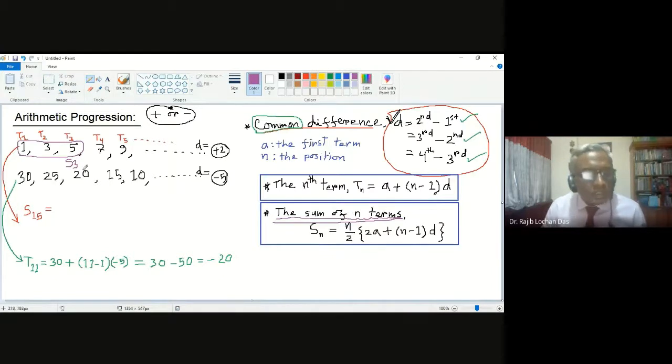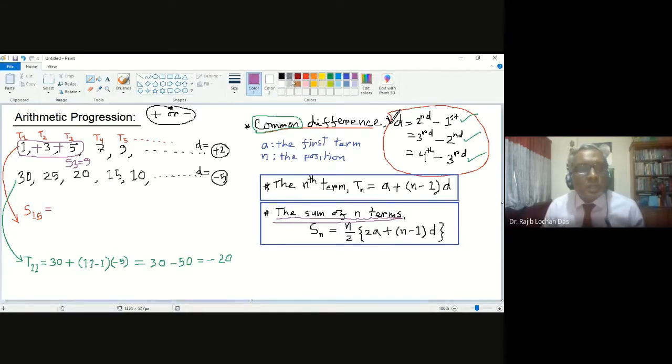So in this case also you write S3. S3 means what? Sum of three terms. So sum of three terms means what? 1 plus 3 plus 5. That's all. So what is 1 plus 3 plus 5? It is equal to 9. So fine, this will be the S3.